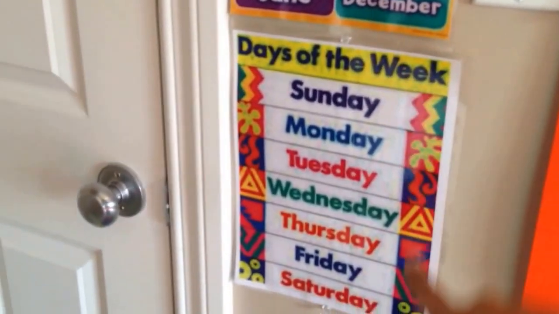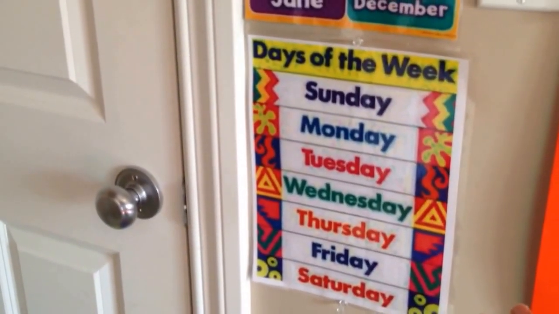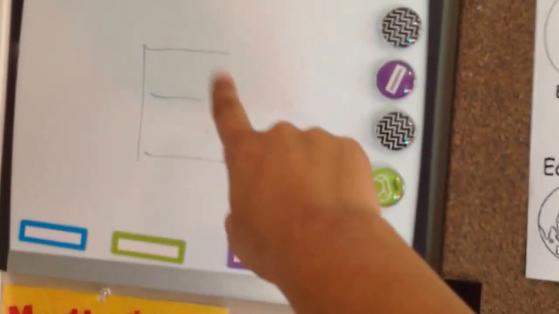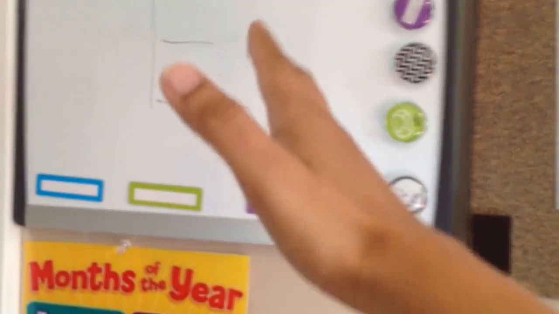Then right here we come to the days of the week, and he practices those. He knows these. Then I ask him, what letter are we studying this week? And he says it's E. And I'm like, what sound does it make? It's E. Okay. Then we move on to our board.